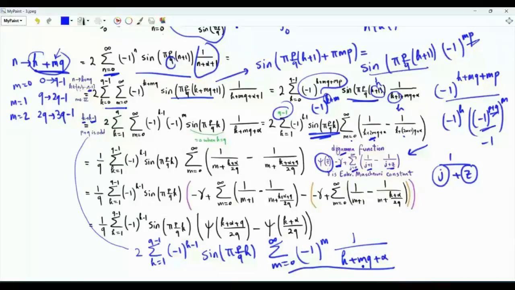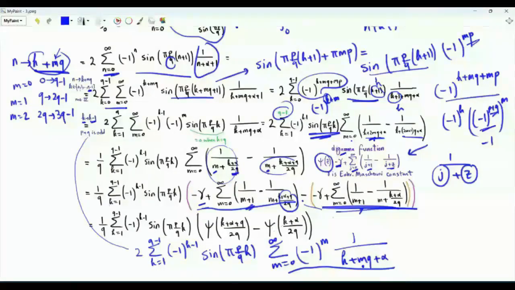To prepare the ground for introducing the Digamma function, we take 2q as a common factor from each denominator so that we have m alone. When we do this, we get m plus k plus alpha over 2q in this fraction, and m plus k plus alpha plus q over 2q in the other fraction. We add and subtract small gamma. We also add and subtract this term here. So we match exactly the series representation of the Digamma function. Minus small gamma plus this sum here is psi of k plus alpha plus q over 2q. Then we have a minus sign, and this part here is psi of k plus alpha over 2q.